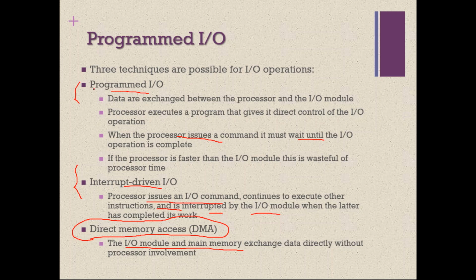But in case of programmed IO and interrupt driven IO, the processor should be involved in that. Whereas in DMA, processor involvement is not required. Data can be directly transferred between memory and any IO device. So we'll be discussing DMA in detail later. Fine.